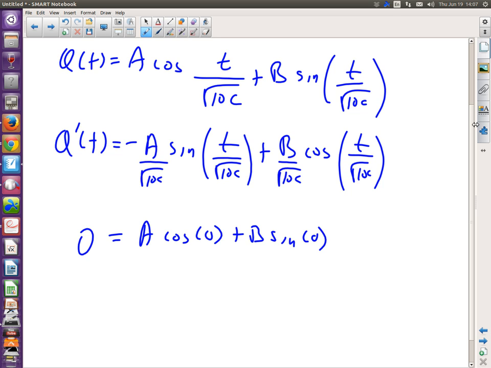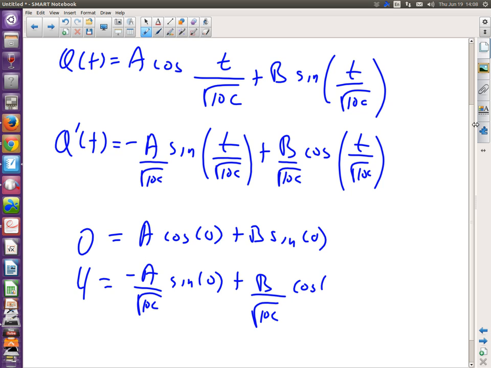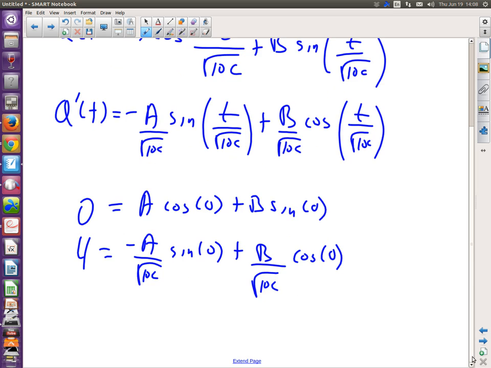And also we're given that Q prime of 0 is 4. So 4 equals negative A over rad 10C sine of 0, again that drops out, plus B over rad 10C cosine of 0. Cosine of 0 is 1, so B over rad 10C is 4, so B is 4 times rad 10C.